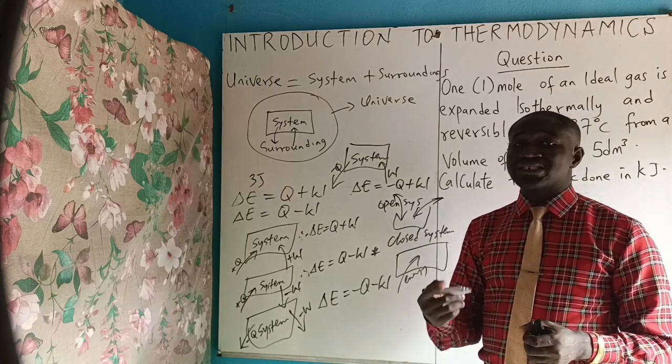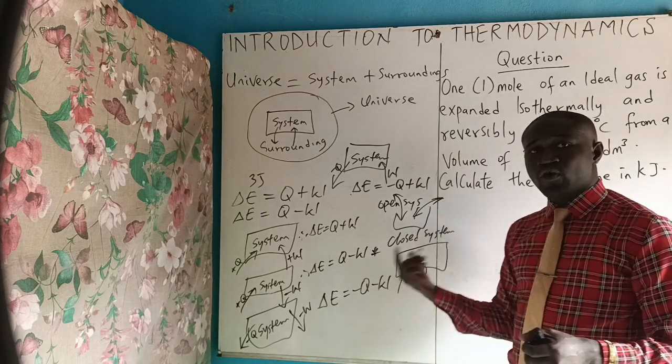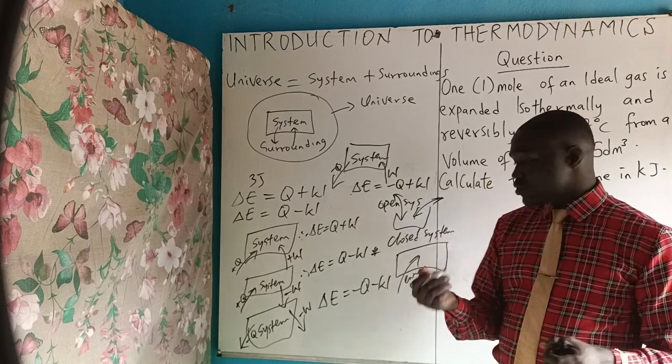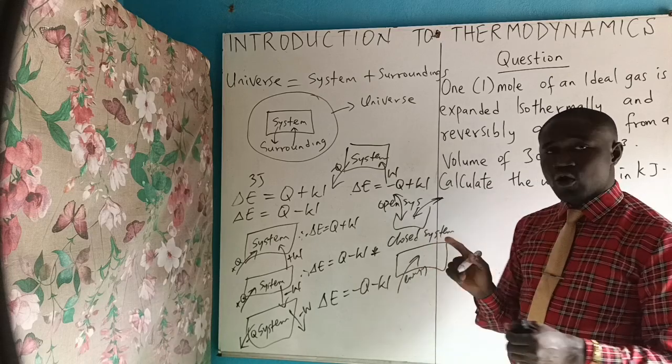Flow in. Anything that matters, it doesn't allow it, such as air. Let's say now air, it doesn't allow air to flow in. Air is a matter, it occupies space, so it doesn't allow it to what? Flow in or flow out. So that's about a closed system.